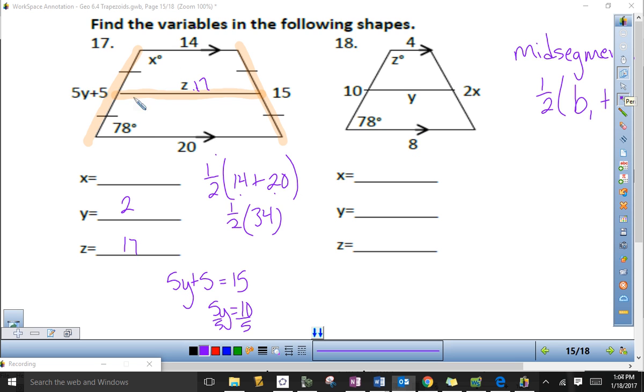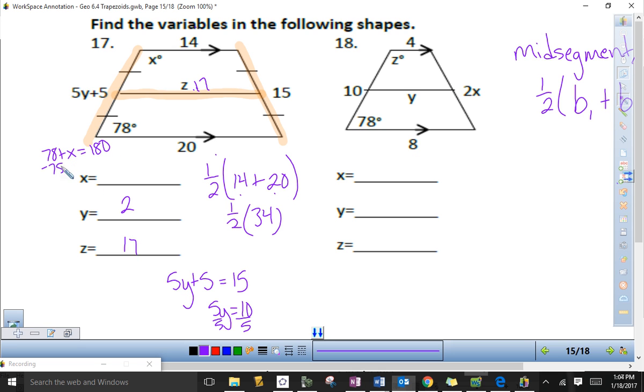Okay, these are consecutive angles, and consecutive angles we know are supplementary. If they're supplementary, they have to add up to 180. So I'm saying 78 plus that x better equal 180 degrees. So I'm just going to subtract that 78 to get 102.